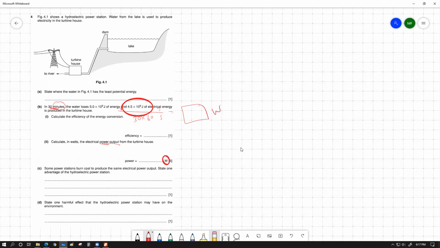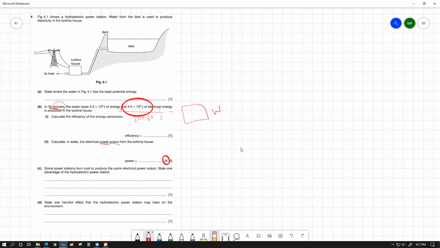The unit is already provided over here, so you're not going to lose a mark for a mistake of a unit. You just have to be careful that this was 30 minutes, so you have to convert that into seconds, 60, at the denominator. That's the most common location for the mistake. This is a power output, so we have to use the output power, not the input power. If they ask for input power, then we had to use this thing, but the time would remain the same.